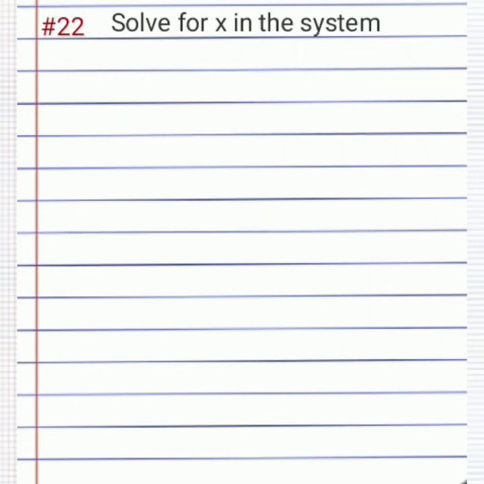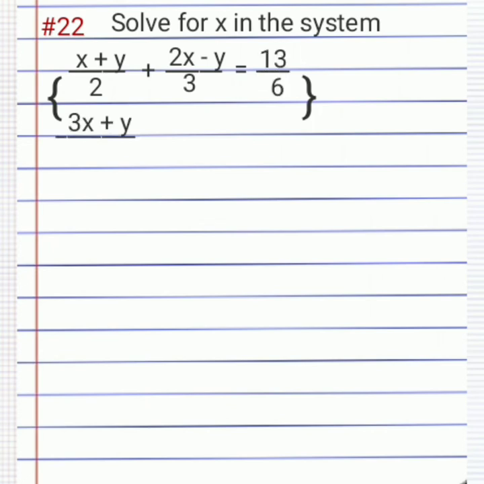Solve for x in the system. (x + y)/2 + (2x - y)/3 is equal to 13/6, and (3x + y)/3 + (x - y)/4 is equal to 29/12.